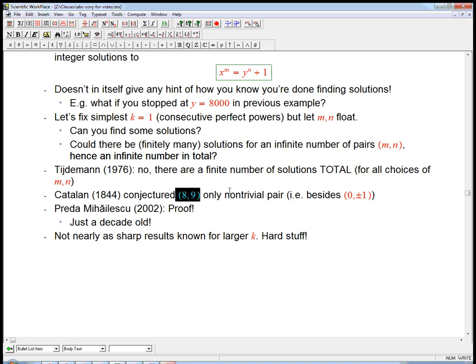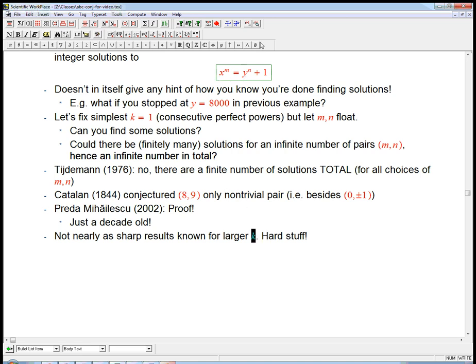8 and 9, the only consecutive perfect powers. That's a very simple, cool thing to say about 8 and 9. Very good cocktail party conversation: the only non-trivial consecutive perfect powers. So that really answers the question for k equals 1. Wow, that's it. I don't know how much more there is to say than that. Such an amazingly great result.